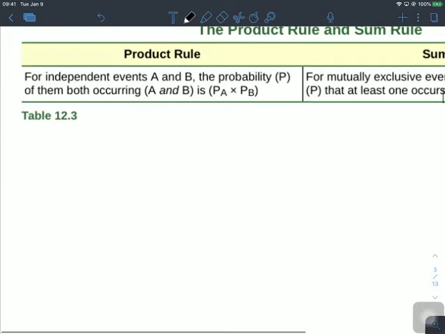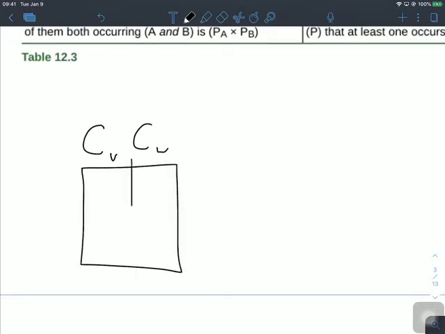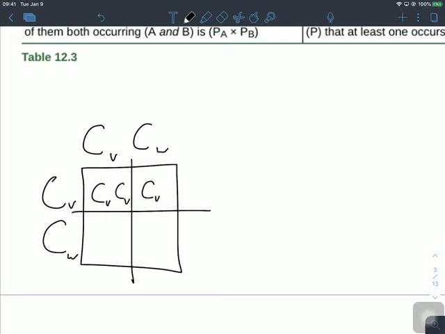Now, flower color as violet or white. This individual would be violet. This individual would be violet. This individual would be violet. This individual would be white. So therefore, you get a ratio of 3/4 violet to 1/4 white.